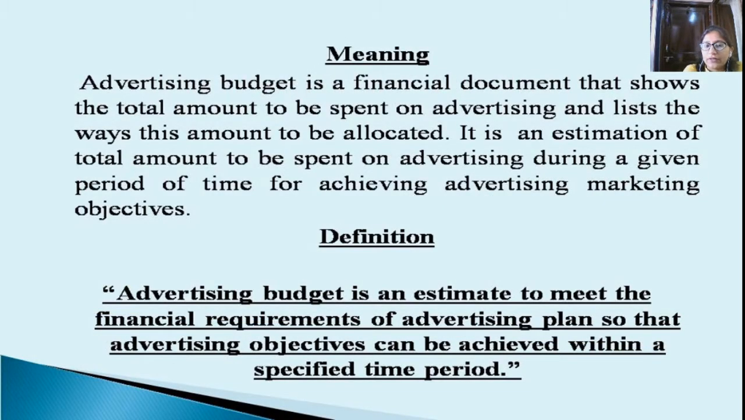First of all, what is advertising budget? It is a financial document that shows the total amount to be spent on advertising and lists the ways this amount is to be allocated. It is an estimation of the total amount to be spent on advertising during a given period of time for achieving objectives or the basic goals of the company. Here, advertising budget is the estimate to meet the financial requirements of the plan so that advertising objectives can be achieved within a specific period of time.